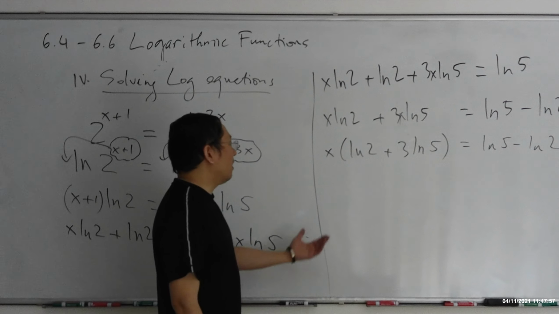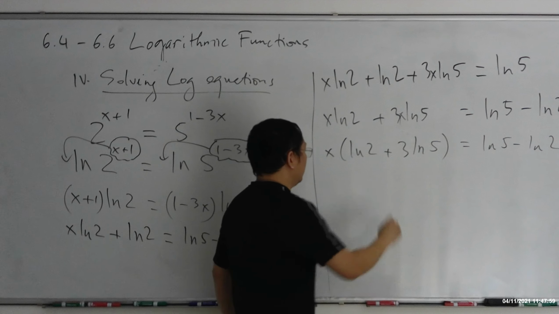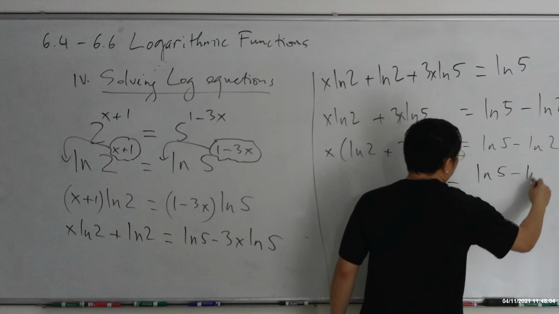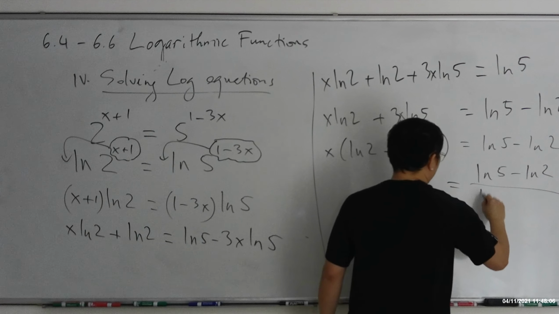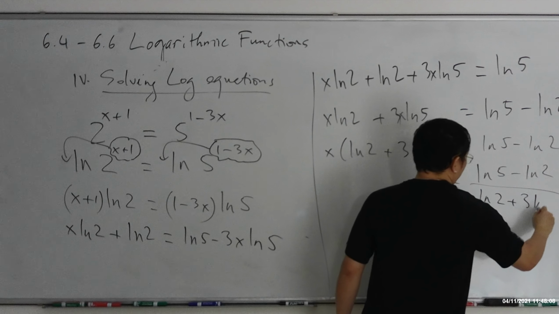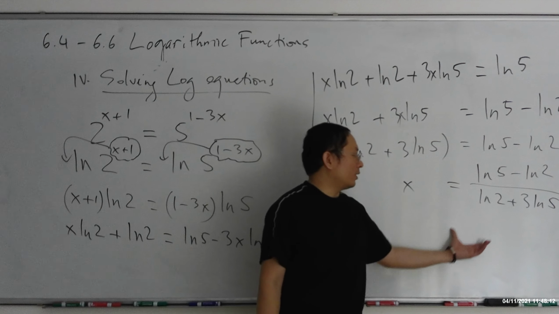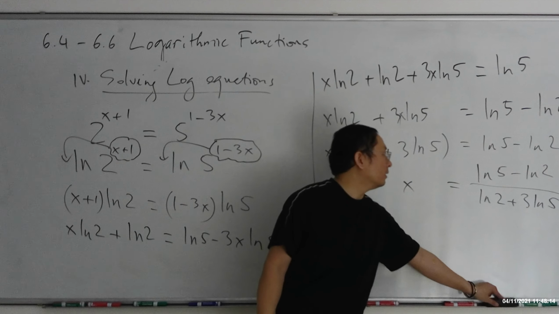Okay? Now all I have to do is divide by whatever I have in the parentheses. So x equals ln of 5 minus ln of 2 over ln of 2 plus 3 ln of 5. And I will stop right here. Again, if you want to have a numerical solution, look at your calculator.